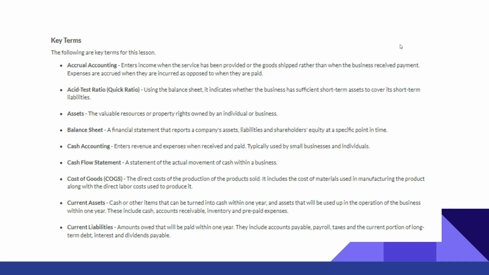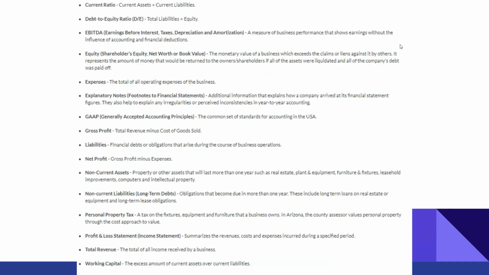Current liability: amount owed that will be paid within 1 year. They include accounts payable, payroll, taxes, and the current portion of long-term debt, interest, and dividends payable. Current ratio: current assets divided by current liabilities. Debt to equity ratio (DE): total liabilities divided by equity.